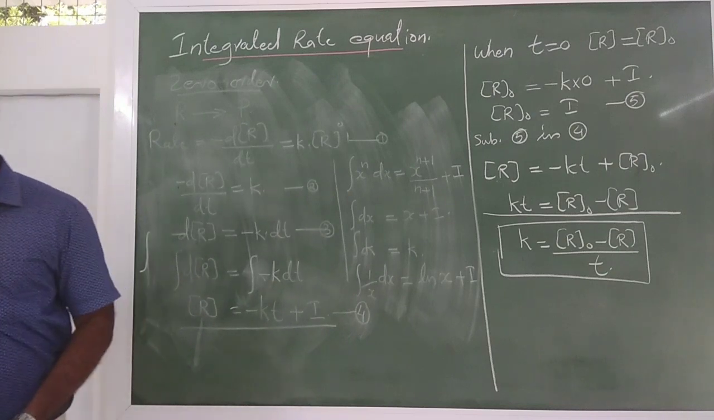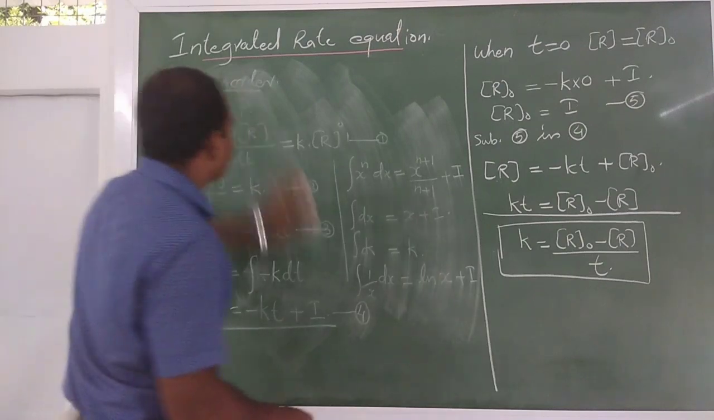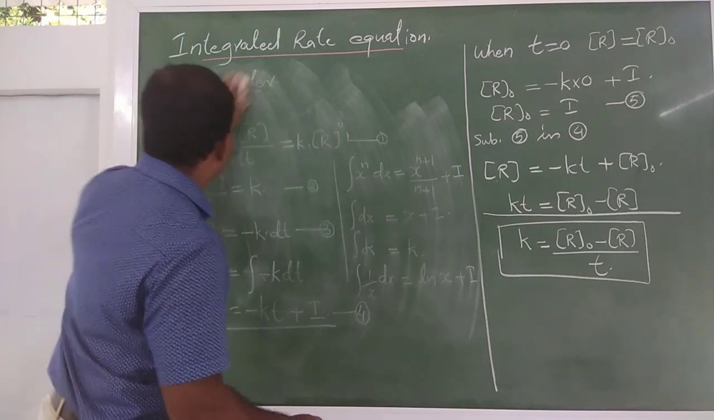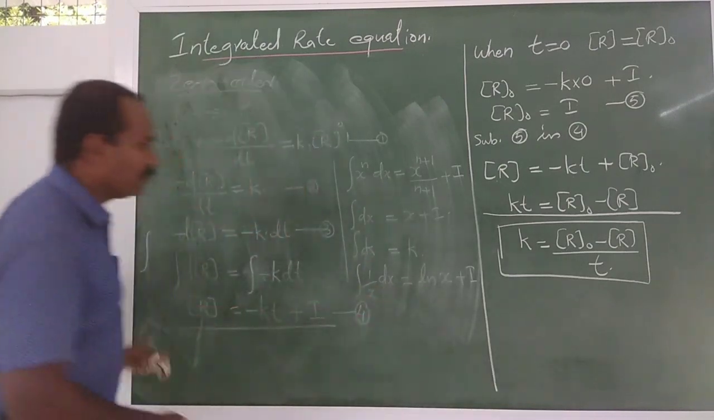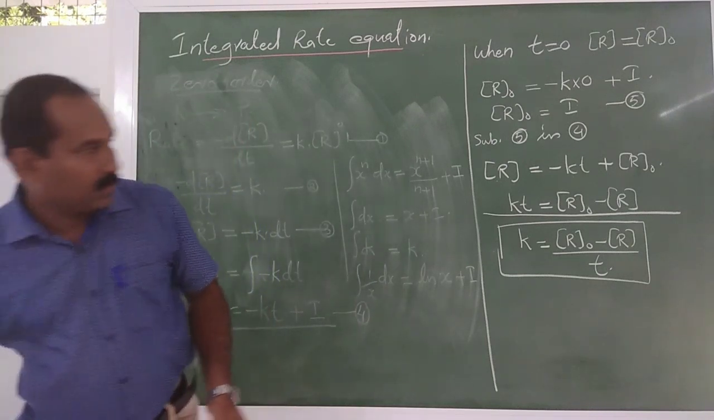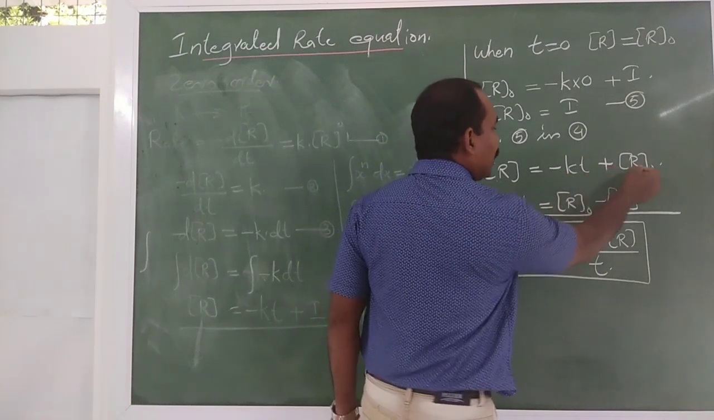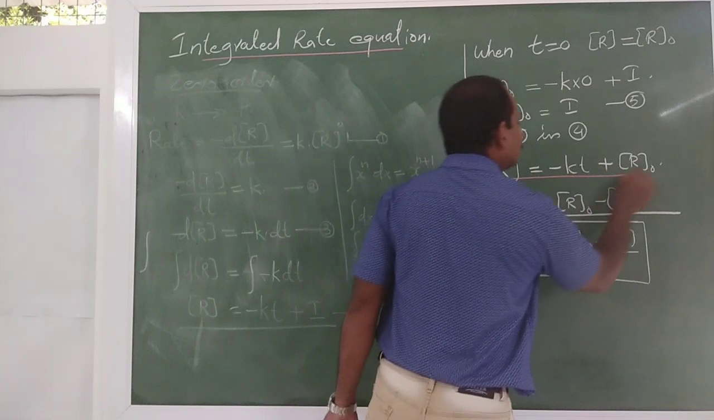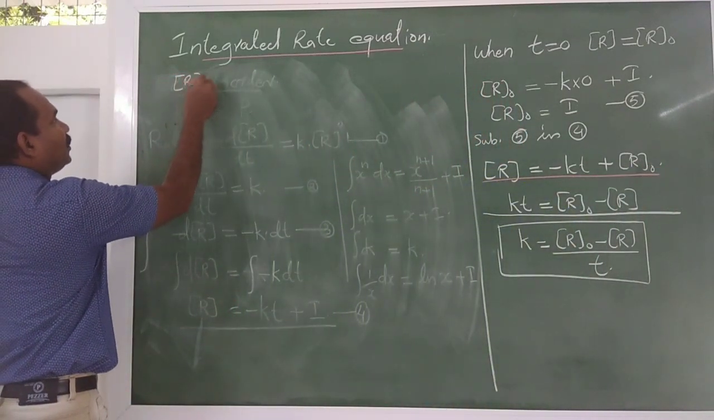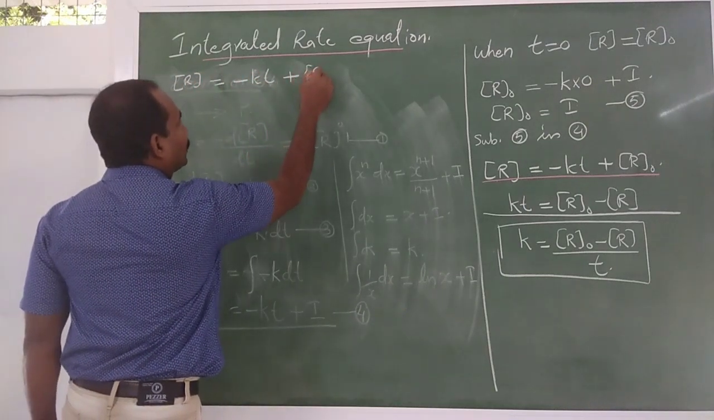For zero order, the concentration doesn't depend. However, we have to draw a plot between the concentration of reactant versus time. The equation is: concentration of R is equal to minus k into t plus concentration of R0.